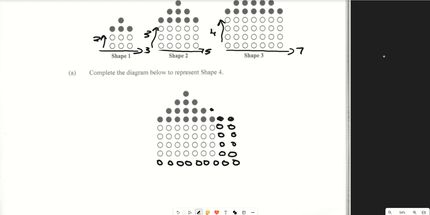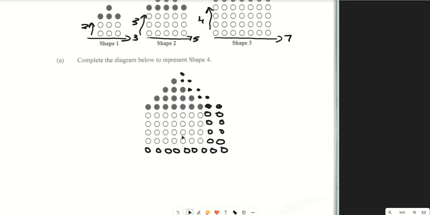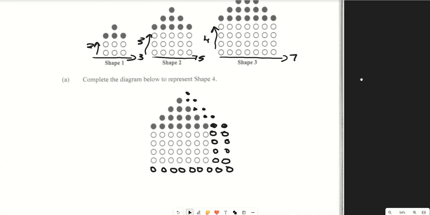Draw here and draw here. Draw here, draw here. Draw here, draw here. And then draw here. This is how it's supposed to look. Now again, this is not something I could teach you. It's something that you'll have to recognize the pattern for yourself.